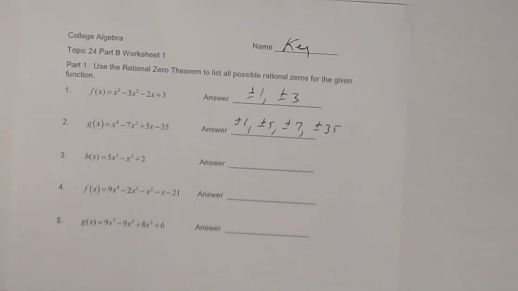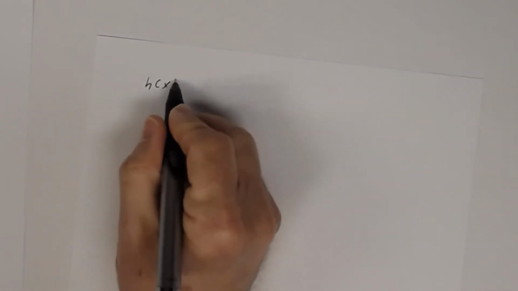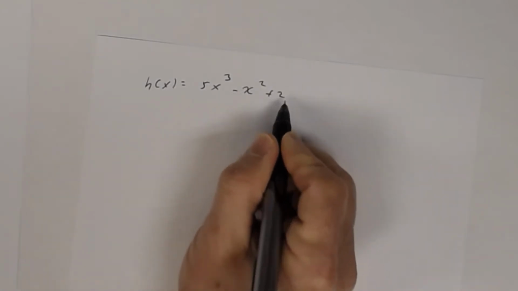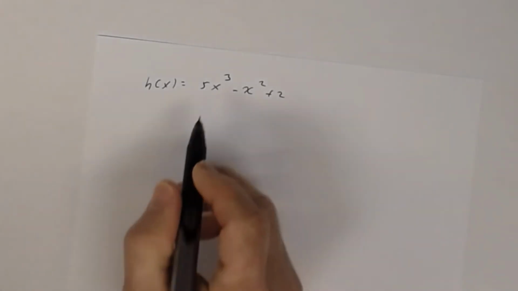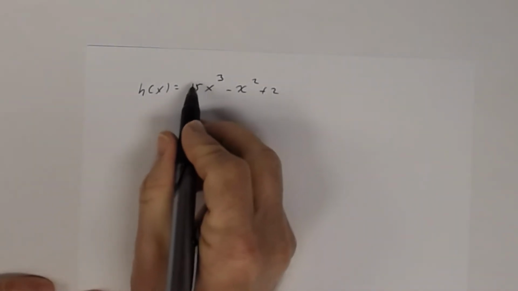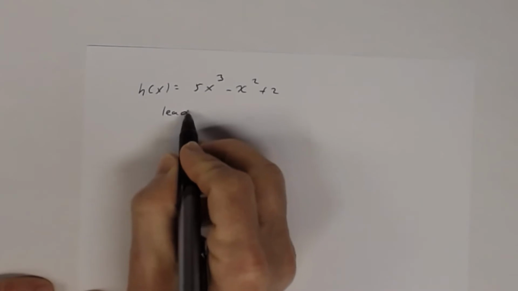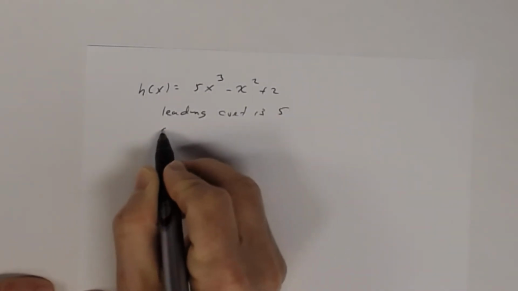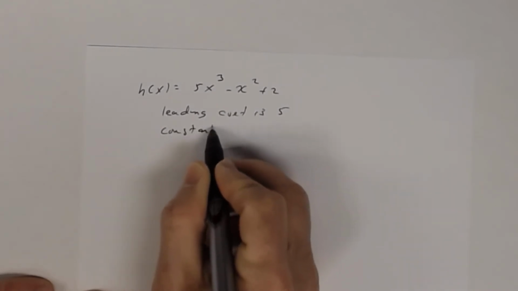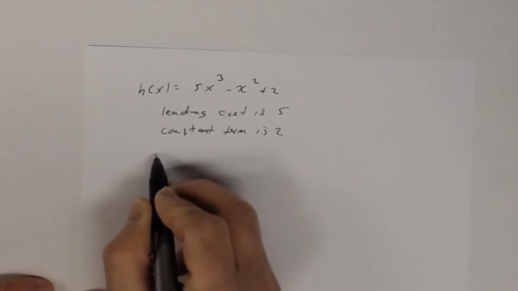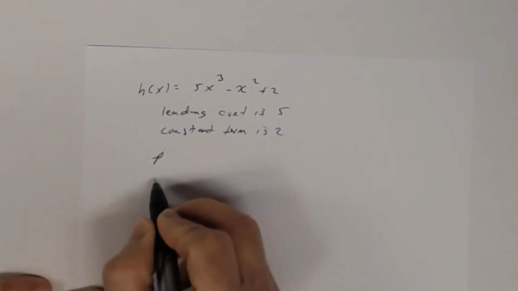All right, so now let's look at number 3. We have h of x is 5x cubed minus x squared plus 2. All right, so it's in descending order. The leading coefficient is 5, and the constant term is 2. So we're going to look at P and Q.